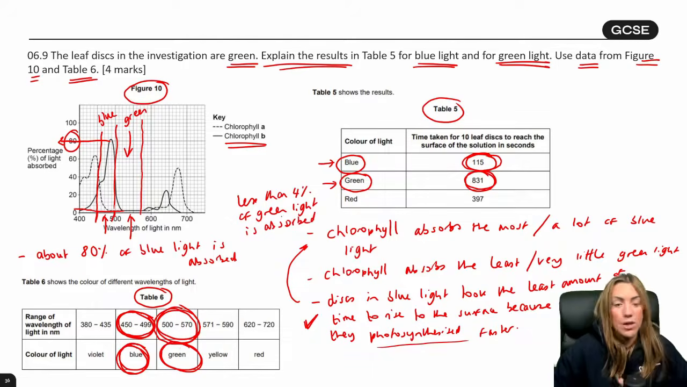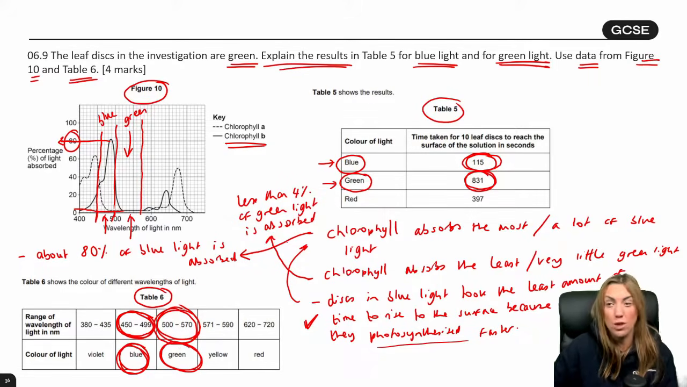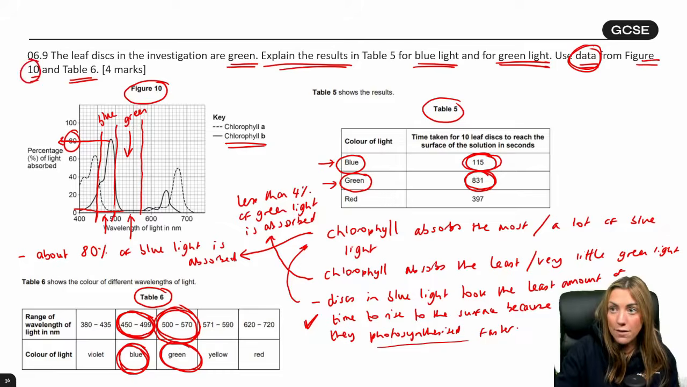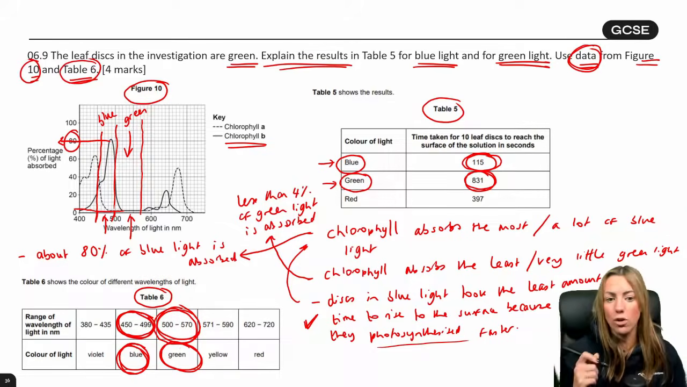Yeah. So I could have linked that to my first 2 bullet points. Chlorophyll absorbs the most blue light, and I could have then said, to get marking point 4, about 80% of blue light is absorbed. Or chlorophyll absorbs the least or very little green light, I could have then linked that to less than 4. It's probably about 2% of green light is absorbed. Then I'd get marking point 4 because I've used data from the graph, which I had to use table 6 to know where to look on the graph.